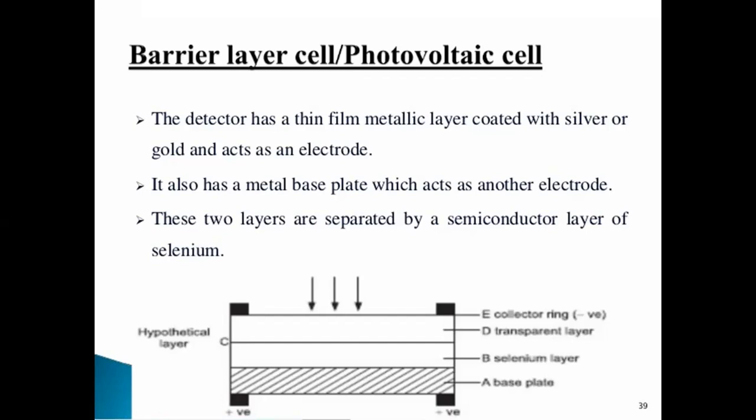It has a metal base plate which acts as another electrode. These two layers are separated by a semiconductor layer of selenium. Now see, one end is the positive and the other end is the negative electrode, with a connecting ring.